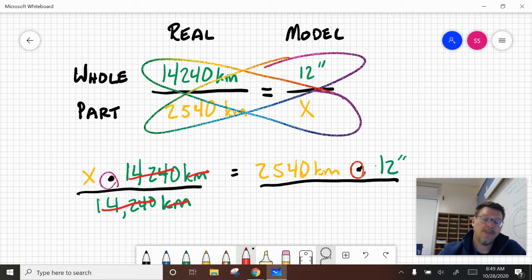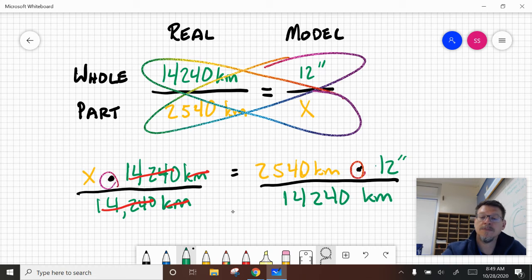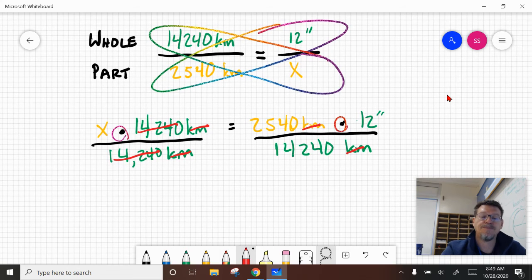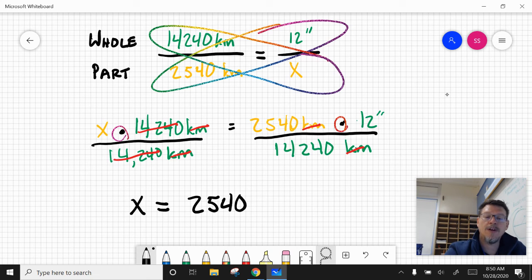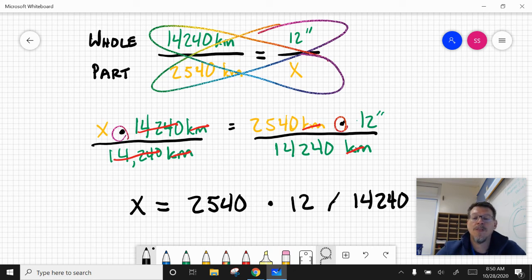Now, if we do something on one side of the equal sign, we have to do the same thing on the other side of the equal sign. What ends up canceling out here is the kilometers. Those disappear, but we have the rest of the numbers still there. You're going to be able to put all that into a calculator, and that's what we want to put into the spreadsheet. So now what I have is x by itself, because I canceled everything else out, is equal to 2,540 kilometers times 12 divided by 14,240. This is what I'm going to put into the spreadsheet.